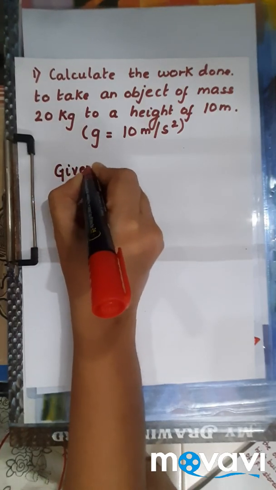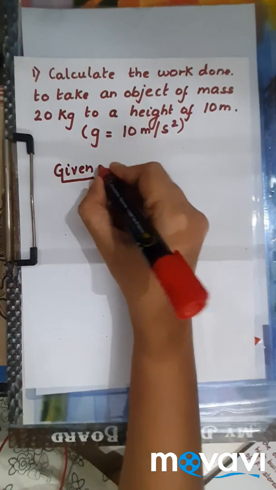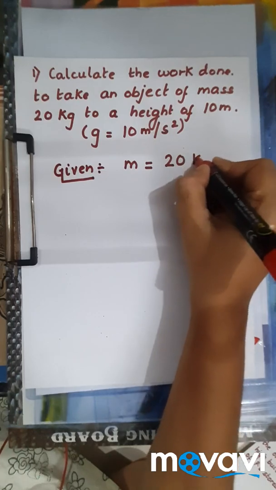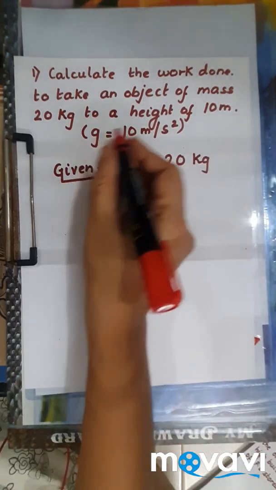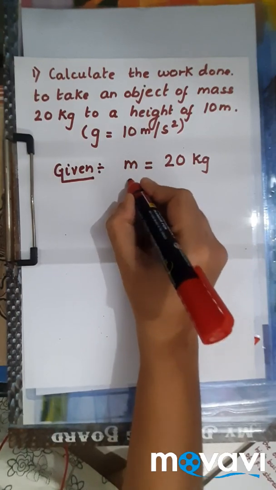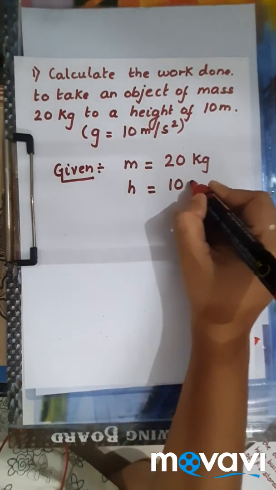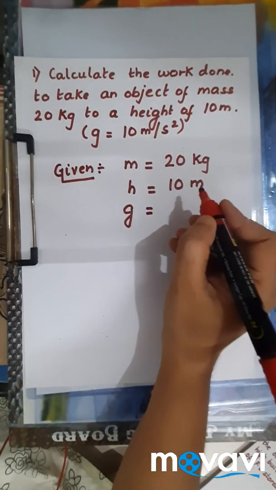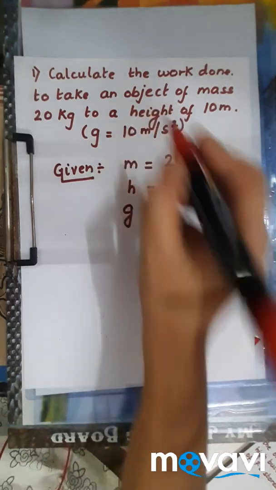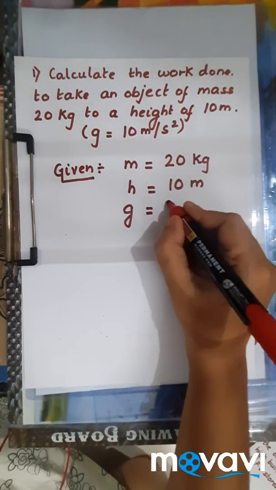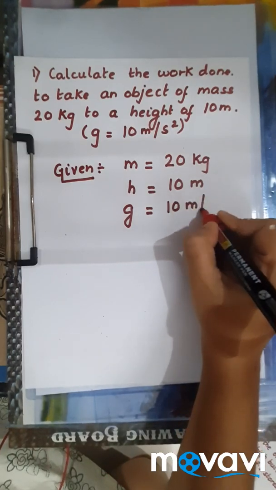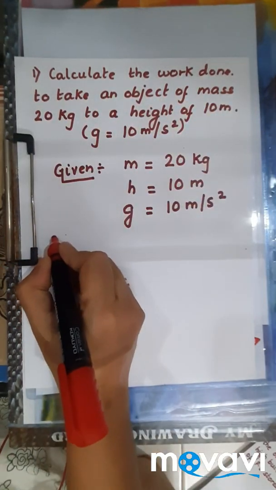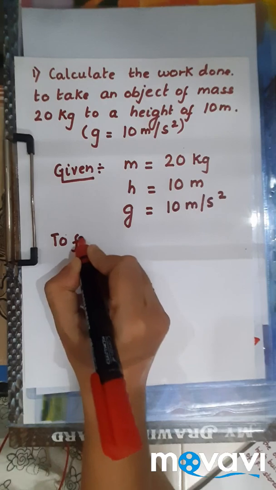It is given to me that mass of the body is 20 kg. And height is 10 meter. Now G, I told you before, if they don't give you the value of G, you take it as 9.8, but here they have given it to you as 10 meter per second square. So we'll write it as 10 meter per second square.